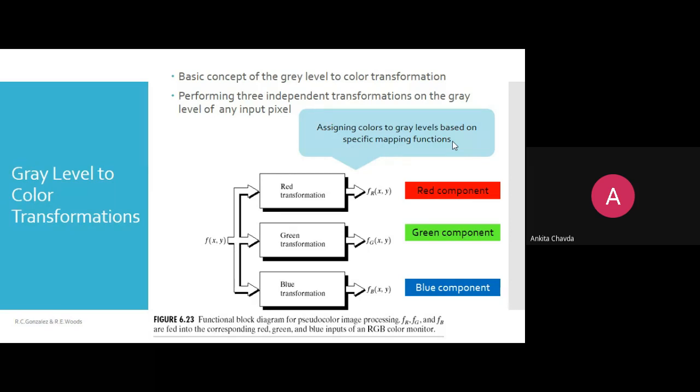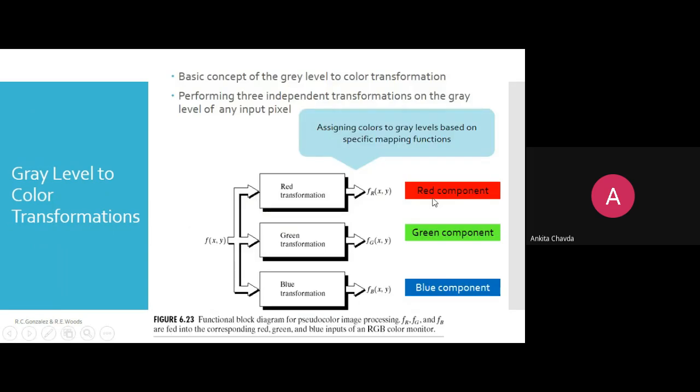Whatever function you want to apply, whatever intensity change you want, you can do in the red plane separately, green plane separately, blue plane separately. The three planes would be separate, and then the intensity average will be calculated, right?